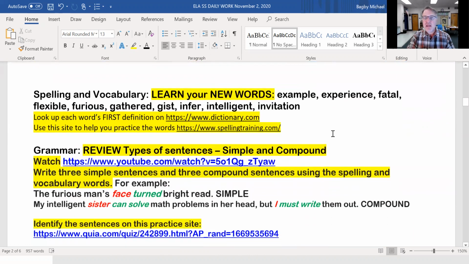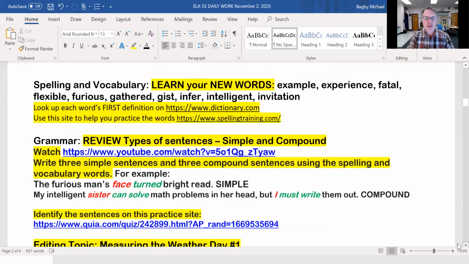And today we're going to be using our 10 words for a sentence review, types of sentences, simple and compound sentences. And you're going to write 3 simple sentences and 3 compound sentences using the spelling and vocabulary words. For example, the furious man's face turned bright red, and I made the subject red and the predicate or verb green. So face turned. That's a simple sentence, 1 subject, 1 verb. My intelligent sister can solve math problems in her head, but I must write them out. Sister can solve. I must write connected with a comma and a conjunction.